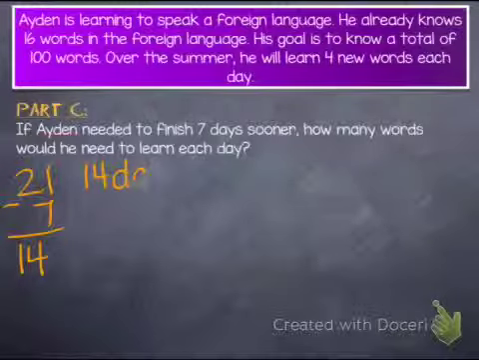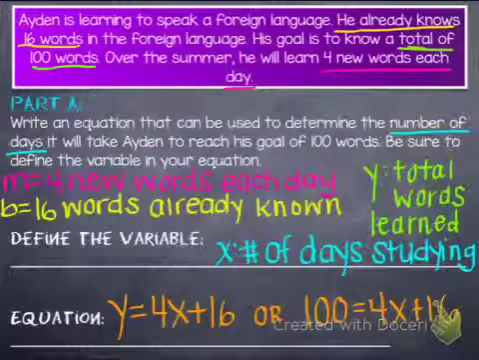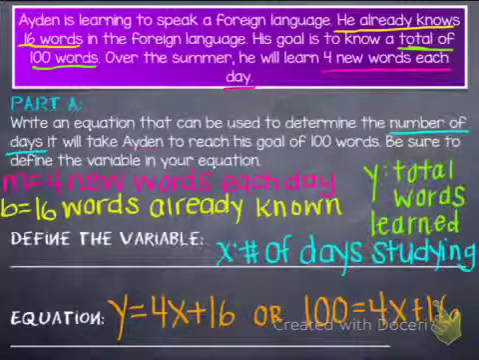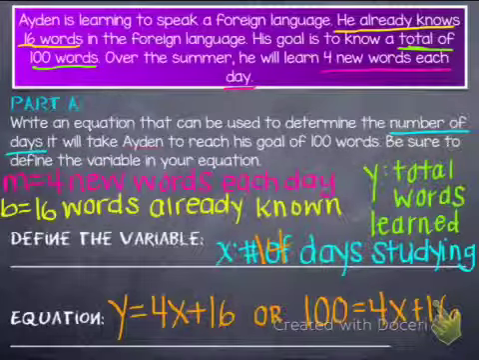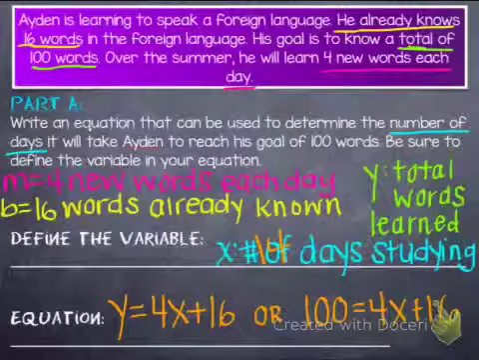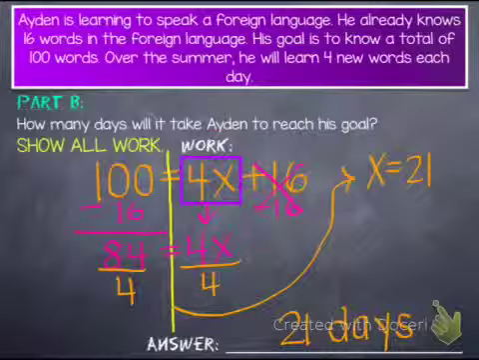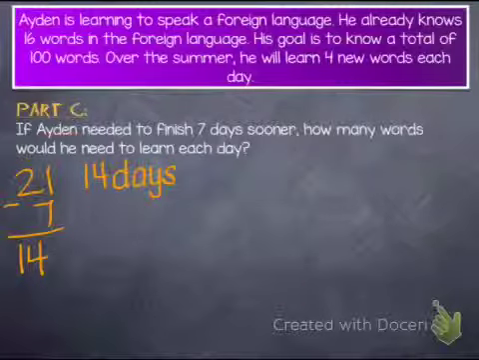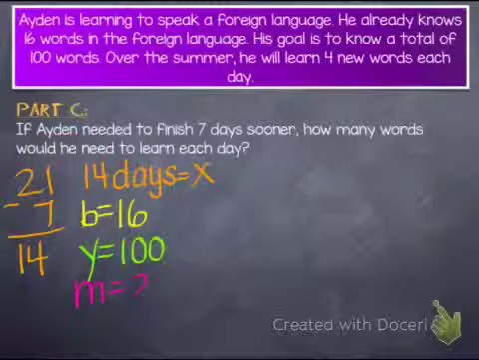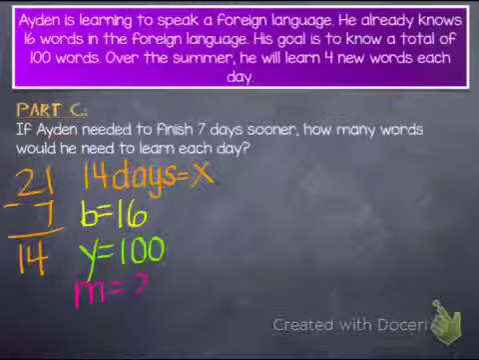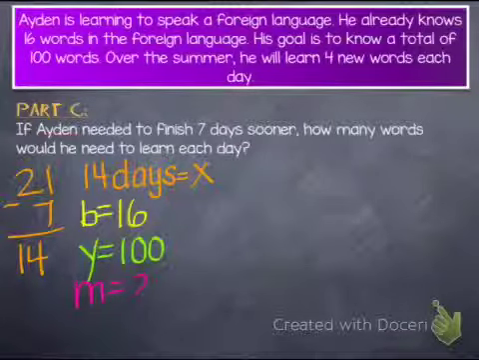And we're going to need to go back and look at some of our info from the first day. Now, instead of having our x being the number of days studying, we're given x to be 14. And instead of being told that m is 4, we need to solve for our new slope. So we now know that x is going to be 14 days, 16 is our y-intercept, we still know 16 words already. And our y is still going to equal 100 because we know that he is going to aim for a total of 100 at the end. But now we need to find our new slope.